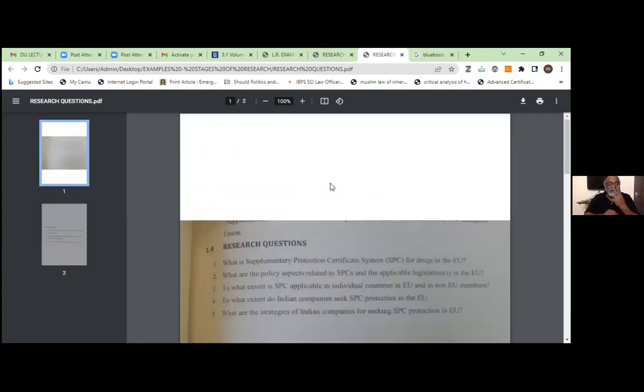Here again, what is a supplementary protection certificate? What are the policy aspects related to this? To what extent is this available in individual countries, in EU as well as non-EU countries? And to what extent do Indian companies seek this certificate, and what strategies do they undertake? So with precision, one by one in a flow, the research questions have been drafted, and these research questions will be answered in the chapters. So this is it. Now let's get back to the PPT.